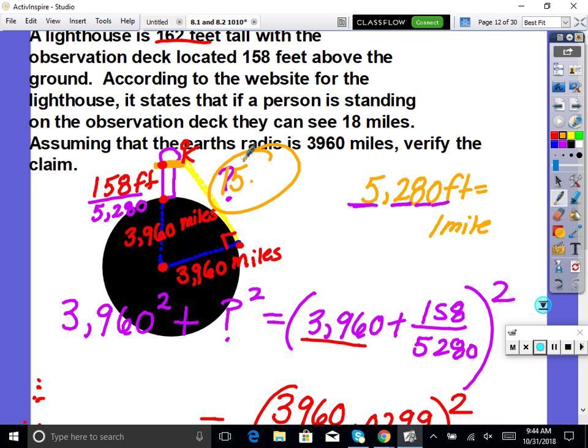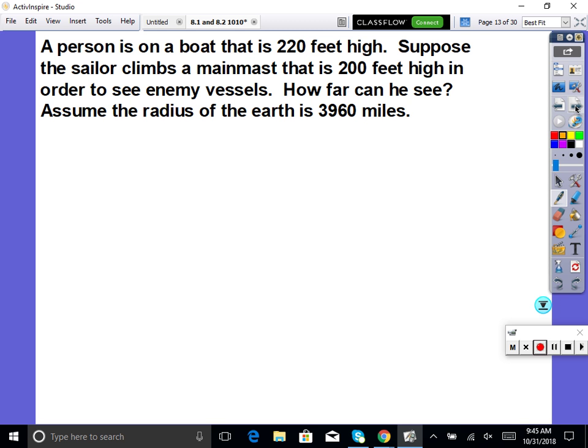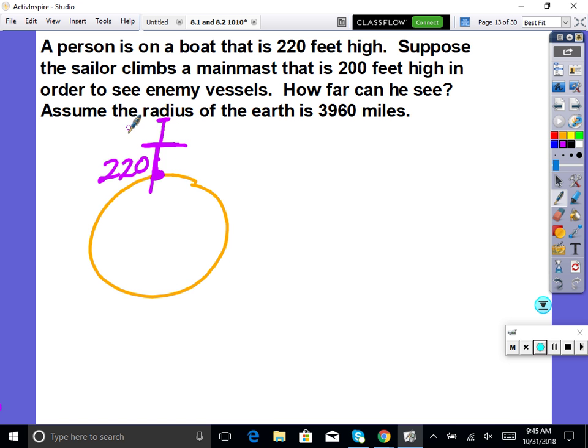Okay, so watch. I won't go through the whole process of this one, but let's just make sure we can set it up. It says a person, and you'll draw that same picture every time. You'll always draw a round world. A person is on a boat that is 220 feet high, from the top of the earth. Here's the water, so from here to here is the top of the boat, and that's 220. It says, suppose the sailor climbs a main mast that is 200 feet high, in order to see enemy vessels. So their eyes are looking out to the water somewhere out here.